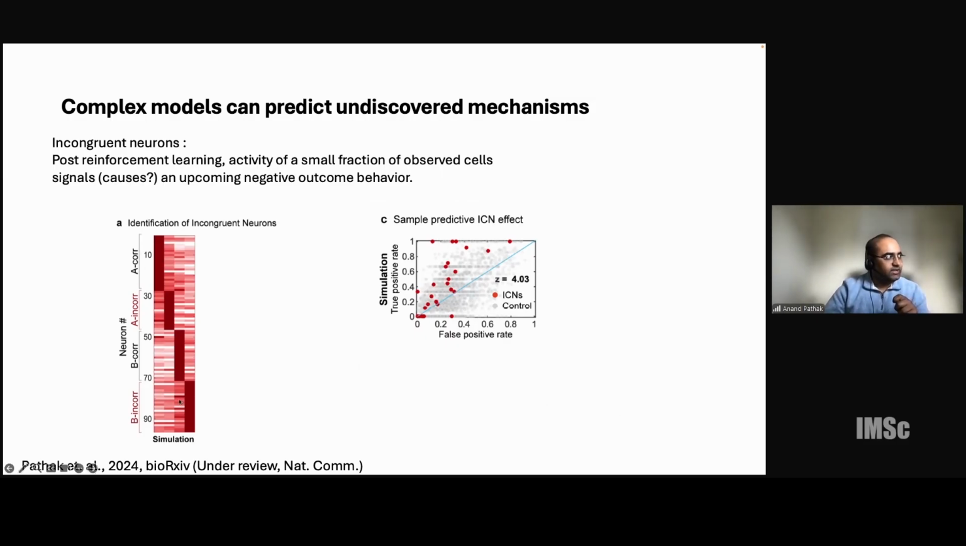So what you see here is neurons, each row is a neuron, and each column is a type of trial: a trial with stimulus A, correct response; a trial with stimulus A, incorrect response; B, correct response; B, incorrect response. And then they are sorted in such a way that this set of neurons is more active when there's an A correct, this set of neurons is more active when there's A incorrect, and so on.